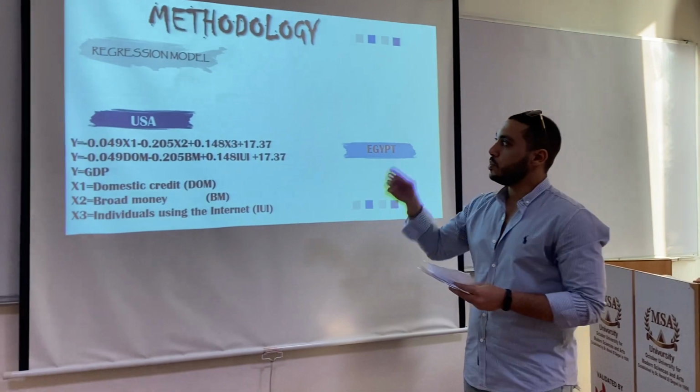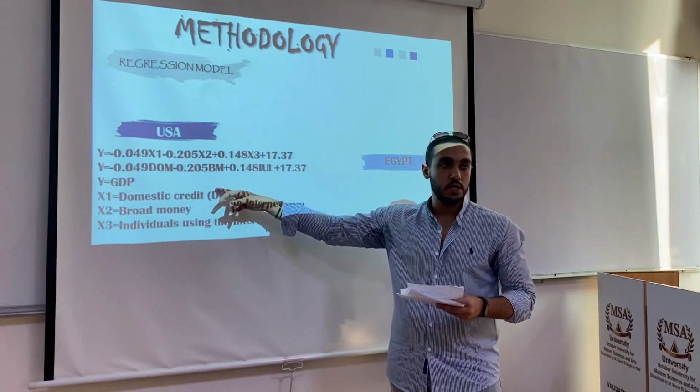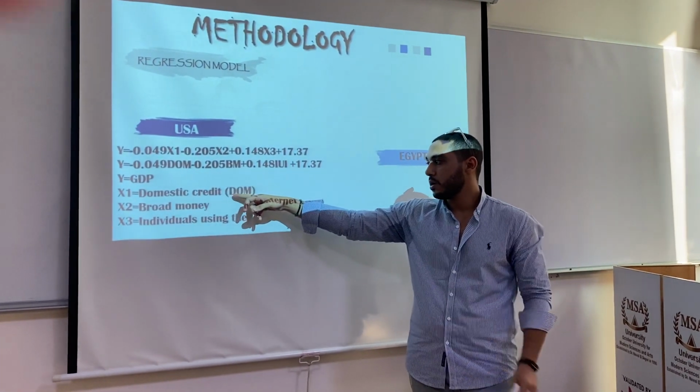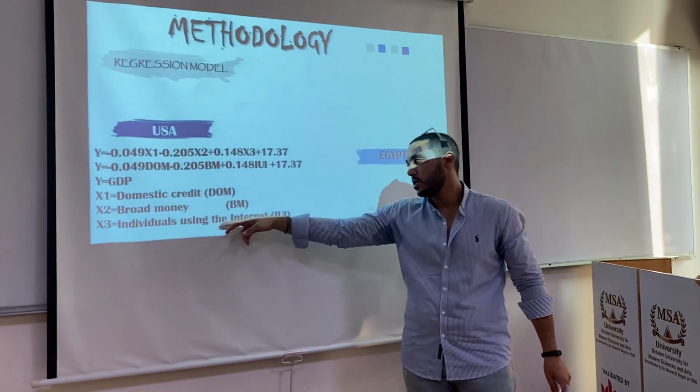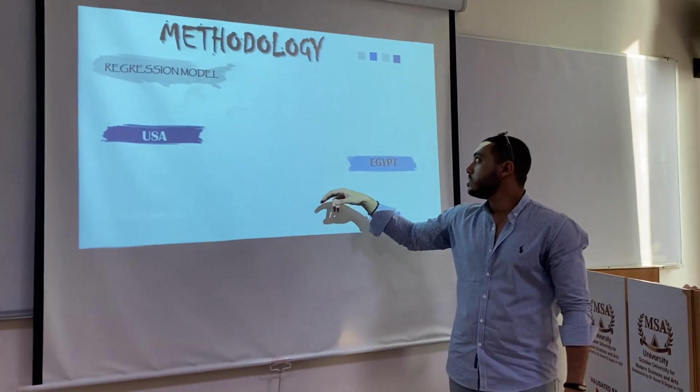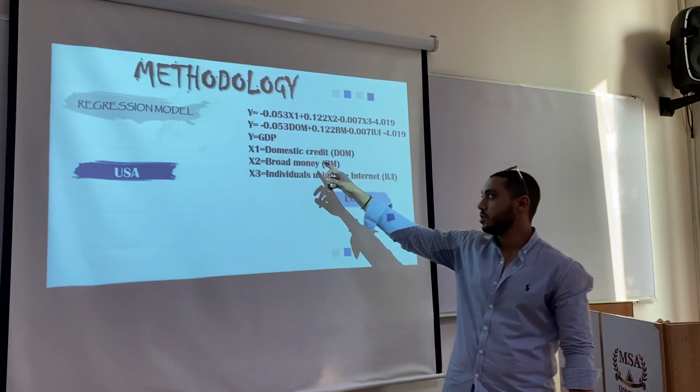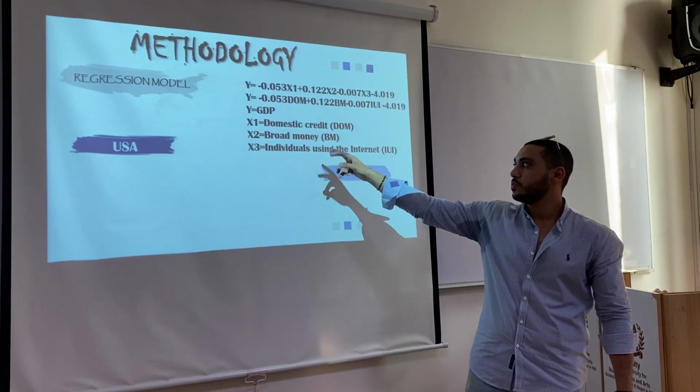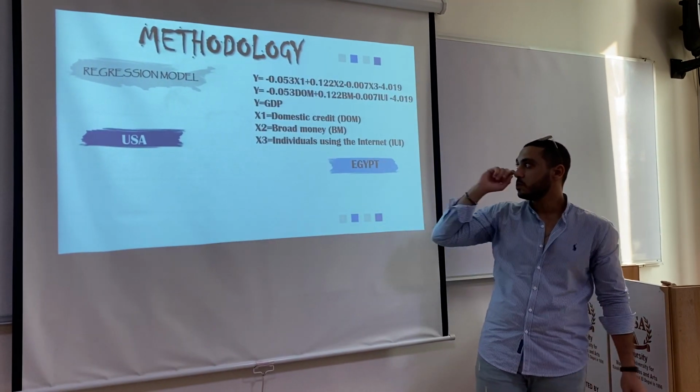And here is my regression model in USA. Y is the GDP, X1 domestic credit, X2 broad money, X3 individuals using the internet. Same as in Egypt: Y is the GDP, X1 domestic credit, X2 broad money, X3 individuals using the internet.